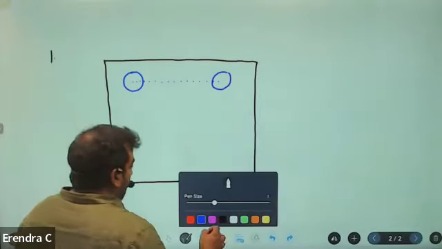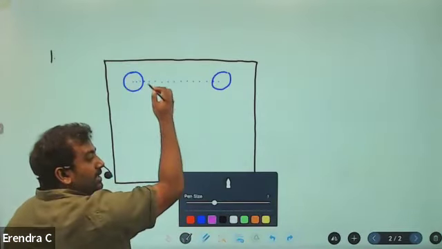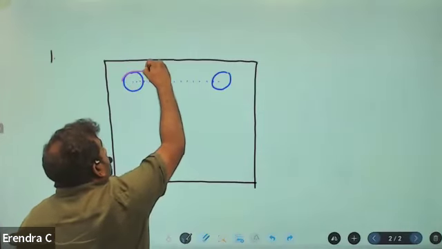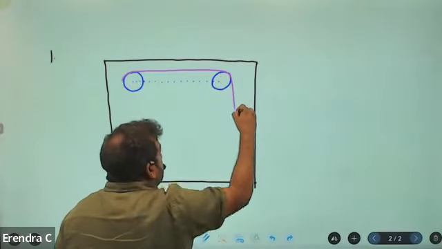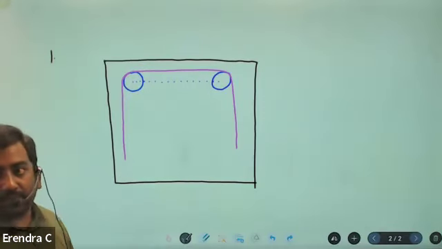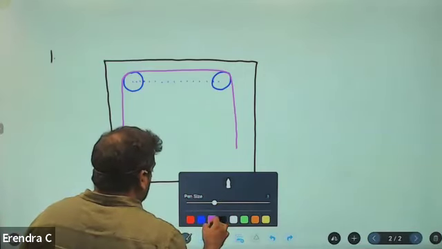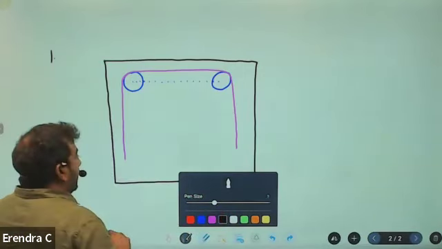Once the pulleys are in line, then what you do is, you take a cotton string, send it over the pulleys, and then you connect it to a known weight.